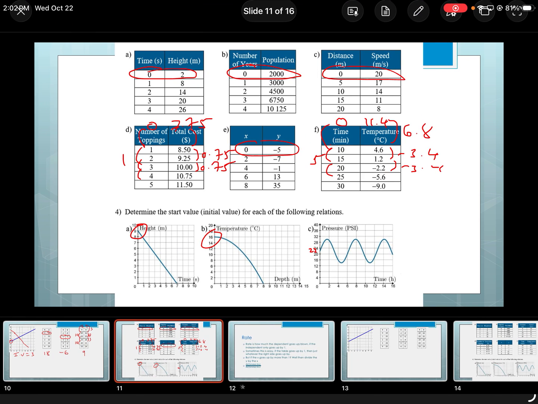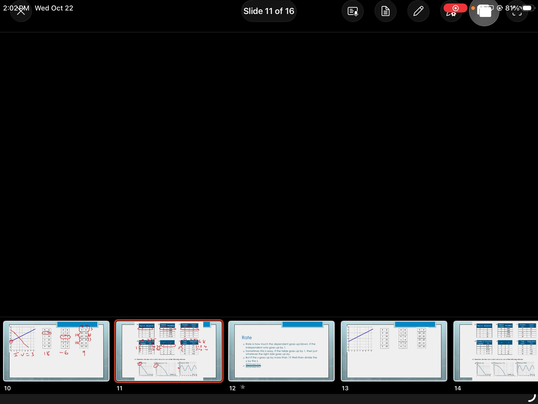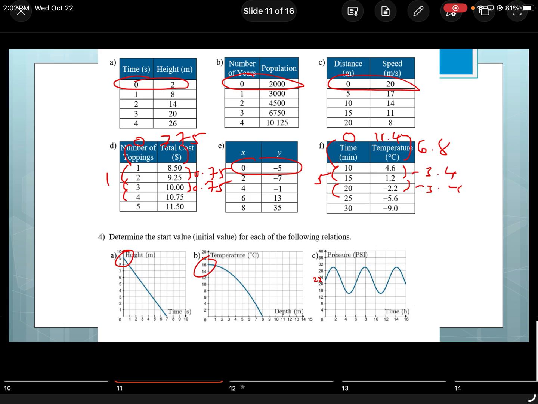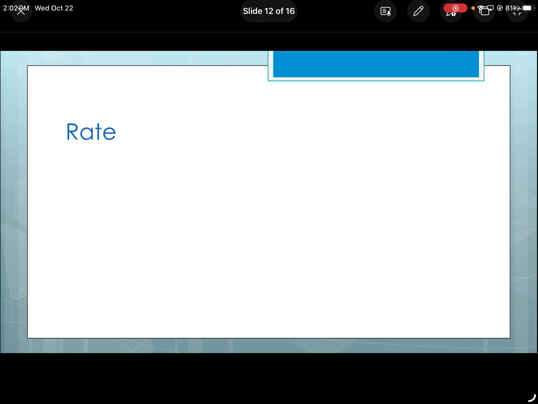Let's try again. So we've learned initial differences, so we learned first differences. And we learned initial value, which is wonderful. So now we're going to talk about rate.